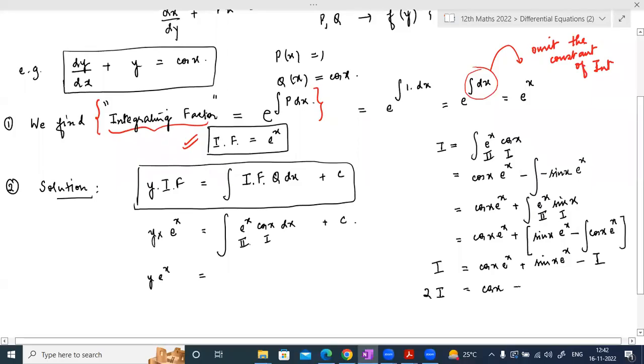cos x plus sin x in brackets, e to the power x. So I becomes cos x plus sin x, e to the power x upon 2.